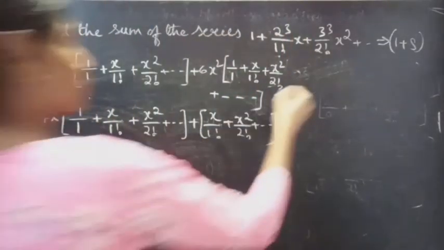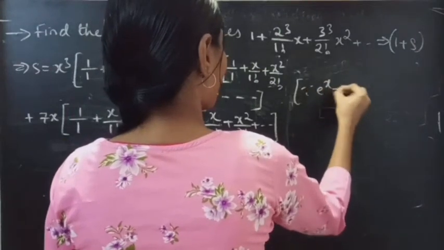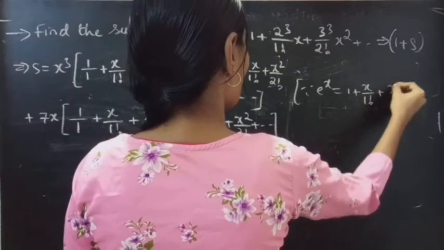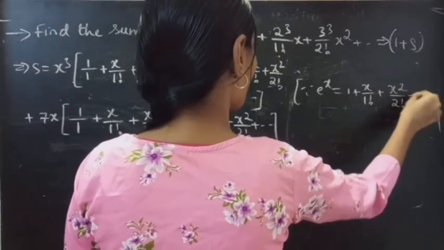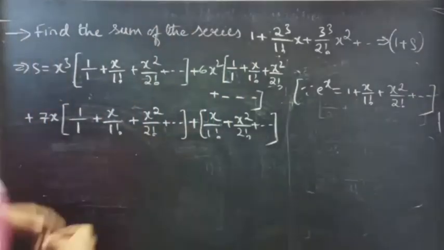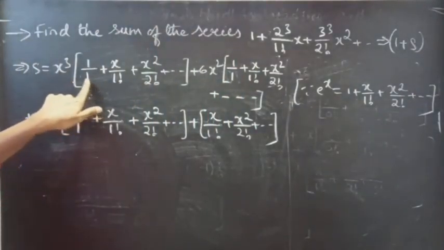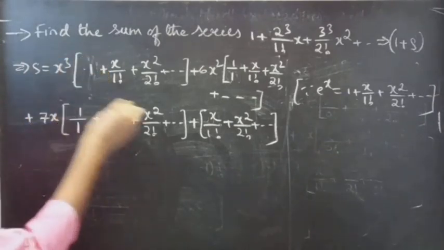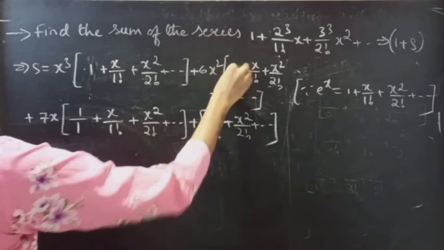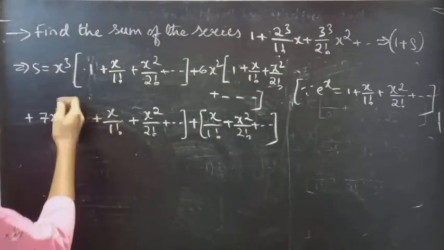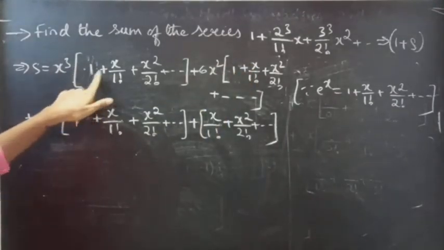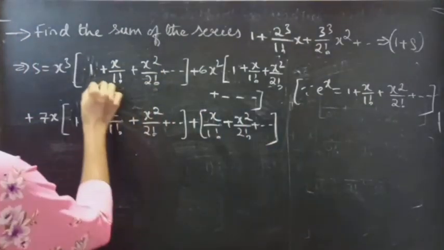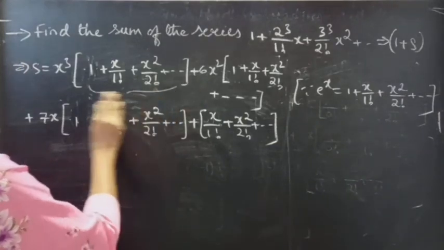Since e power x equals 1 plus x by 1 factorial plus x square by 2 factorial plus so on. Here you have 1 by 1, which is 1. So 1 plus x by 1 factorial plus x square by 2 factorial is e power x. So we'll replace it by e power x.